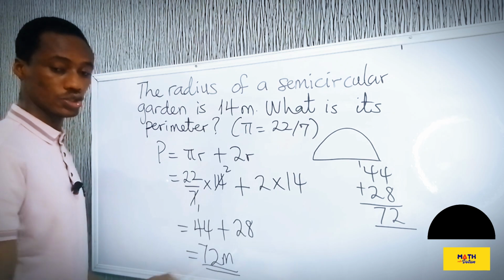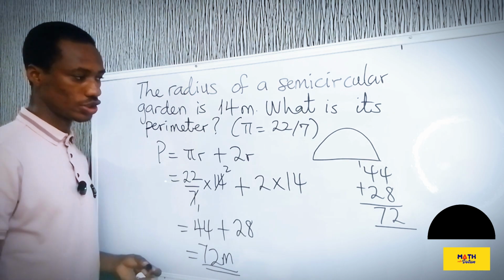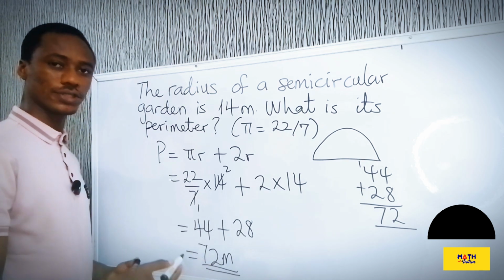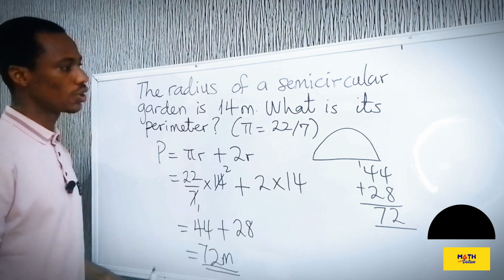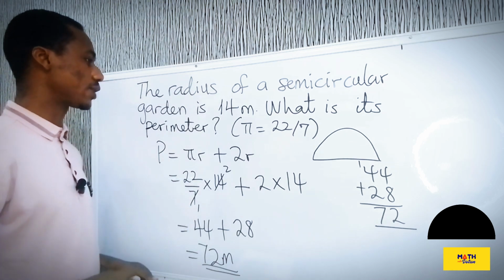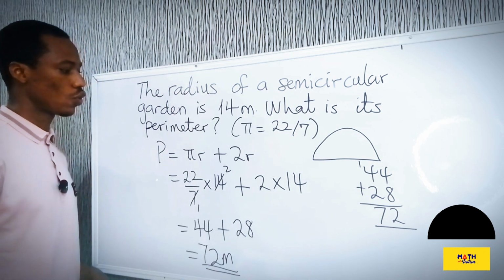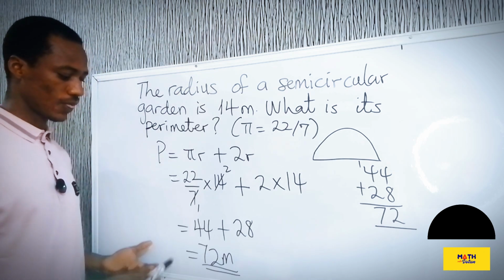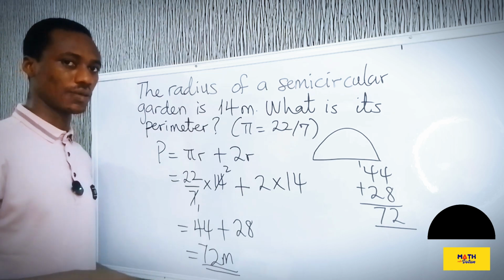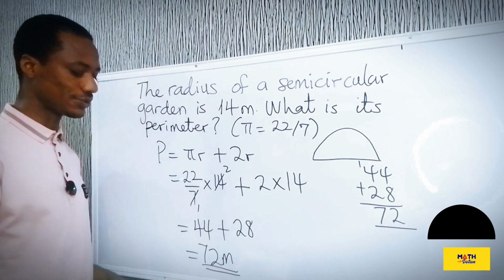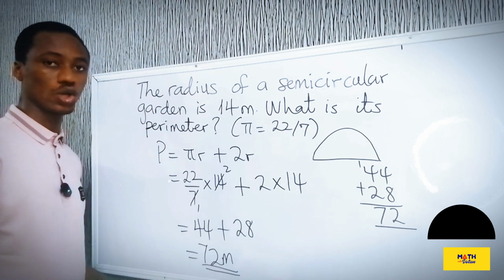Always remember to indicate the correct units. Don't use centimeters when you're supposed to use meters. All right, so the radius of a semicircular garden is 14 meters. What is its perimeter? The perimeter of the garden is 72 meters. That means the distance around the garden is 72 meters.